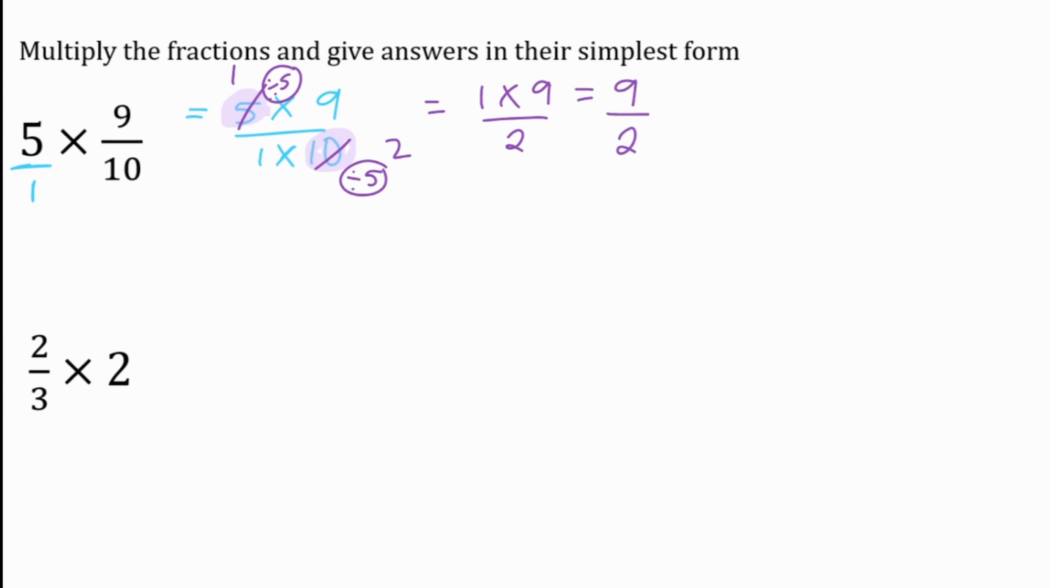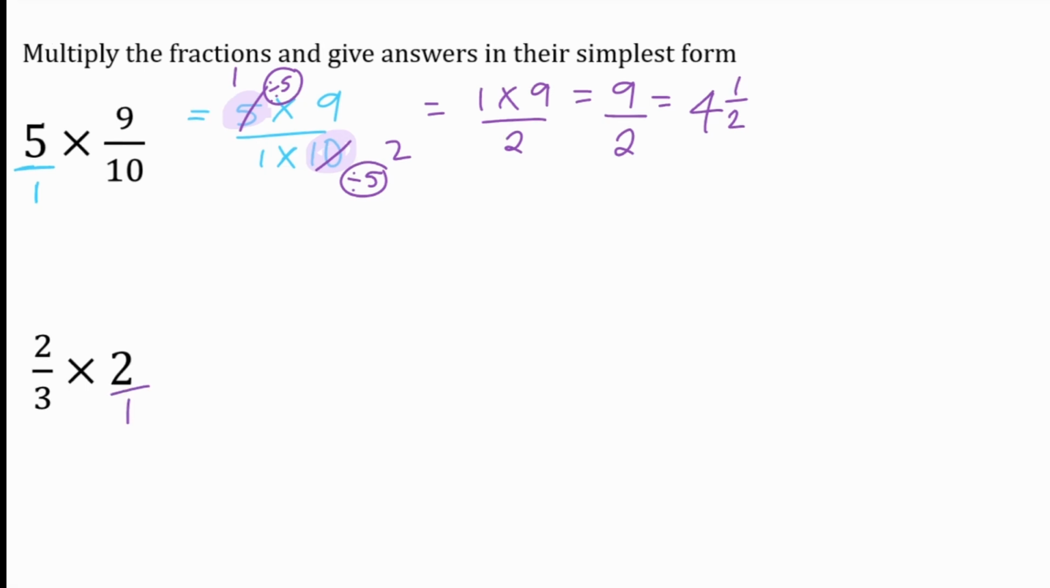Again, because this is a top-heavy fraction, I can write this as a mixed number. So 9 divided by 2 gives me 4, with a remainder of 1, and my denominator will remain 2. In the second one, we have 2/3 multiplied by 2. Now again, because 2 is a whole number, I can put the denominator as 1, and I can rewrite this as 2 times 2 in my numerator and 3 times 1 in my denominator.